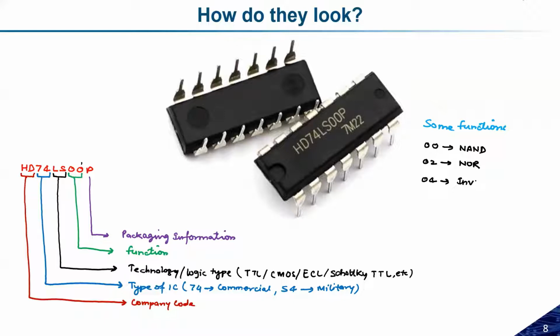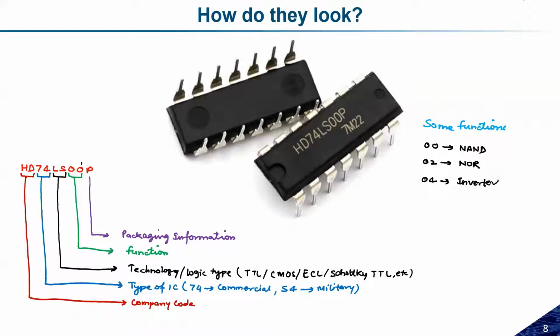Similarly, if I'm talking about the inverter, the total number of pins is 12. Because one input and one output are required for the inverter, a total of 6 inverters can be placed inside this chip if I'm talking about the 14 pin IC. So this is what is important.